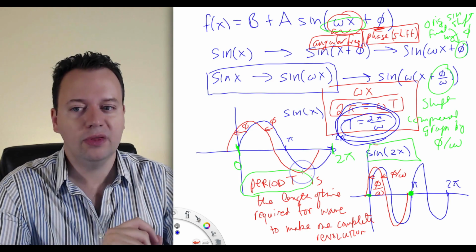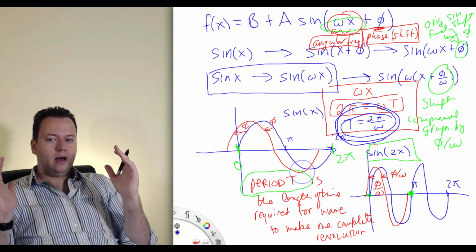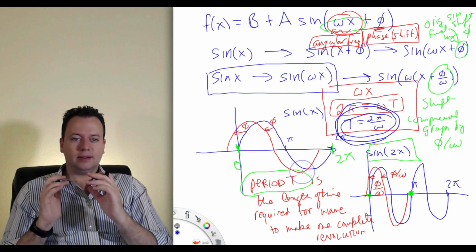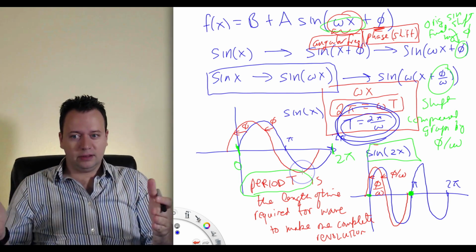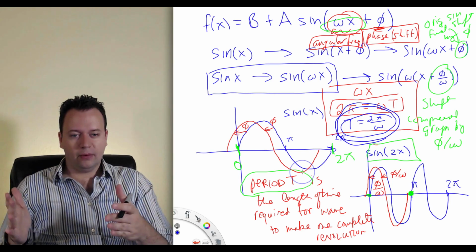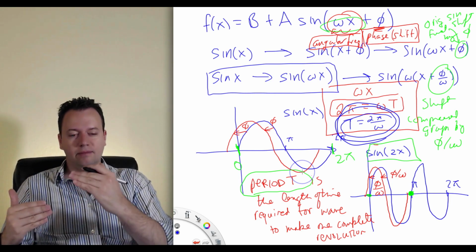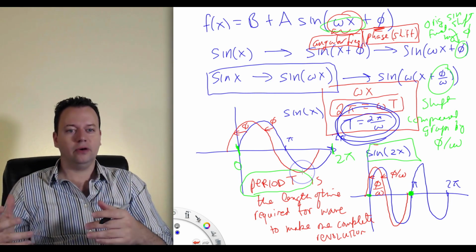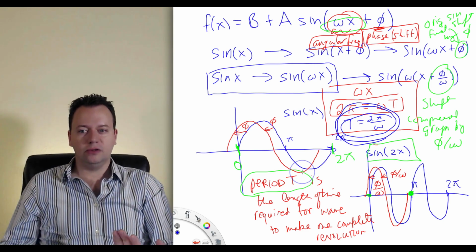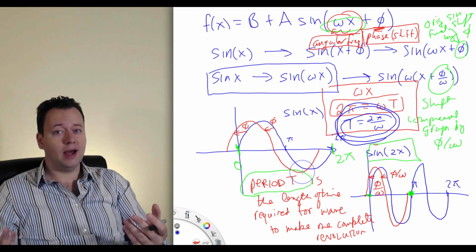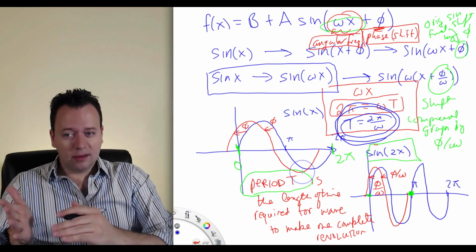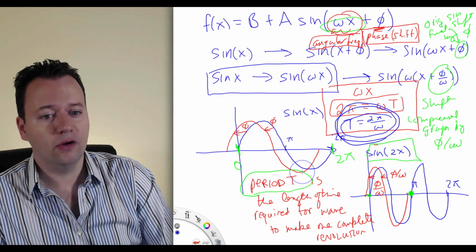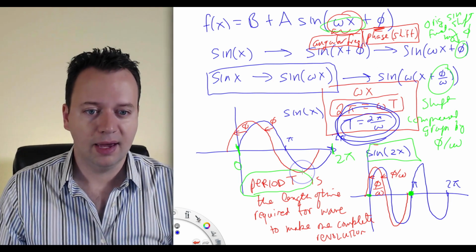You can also see what that horizontal compression actually does. The horizontal compression actually just scales time, right? So if it's a wave in time, it scales time by a factor such that the period is equal to 2 pi over omega instead of just 2 pi. Or if it's a wave in space, it scales space so that the spatial period is just 2 pi over omega. So that's exactly what omega does.